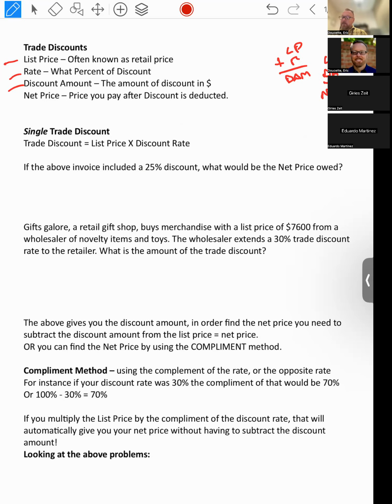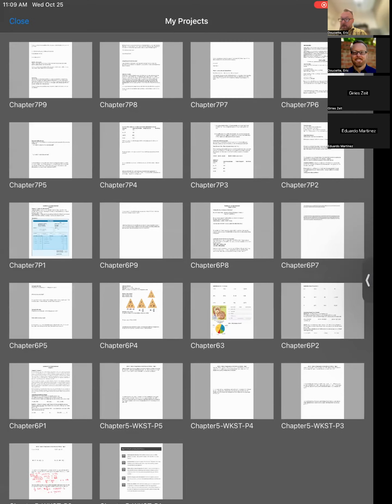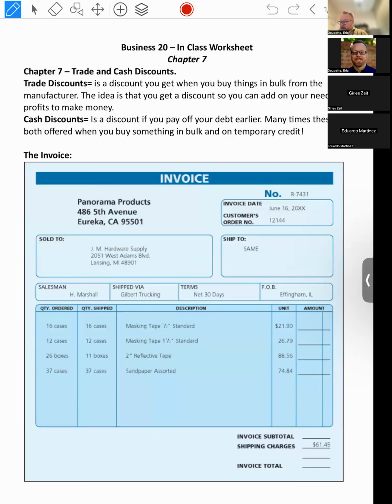So back to our invoice for a second on the other page. If we were to add all of this up and total, and then we get the 25% discount off of that, we'd have a new total. That new total would basically be your net price. That's after all the discounts were given. That would be your net price. So that's what we're going to be figuring out, these kinds of problems. Looking at the first one, if the above invoice, which is the one that we just had, offered a 25% discount, what would be the net price owed?